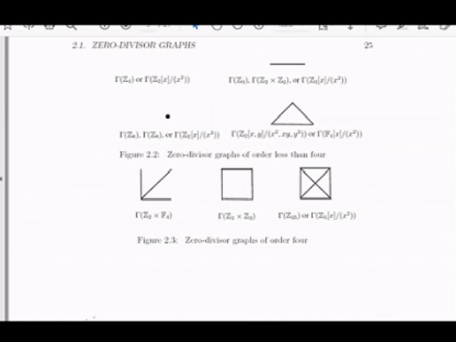Z25, and the polynomial ring with coefficients from Z5 mod x squared. The zero divisor graph of this ring will give you this shape. And the zero divisor graph of Z25 also will give you the same shape. For the square or rectangle, there is only one ring that will give you that, up to isomorphism. Okay? And for this shape, you have only one ring. Okay? All right.